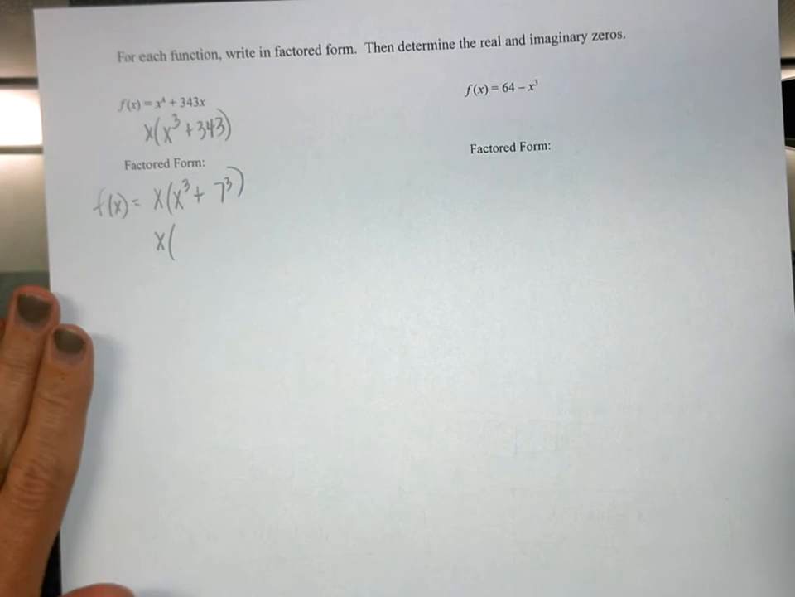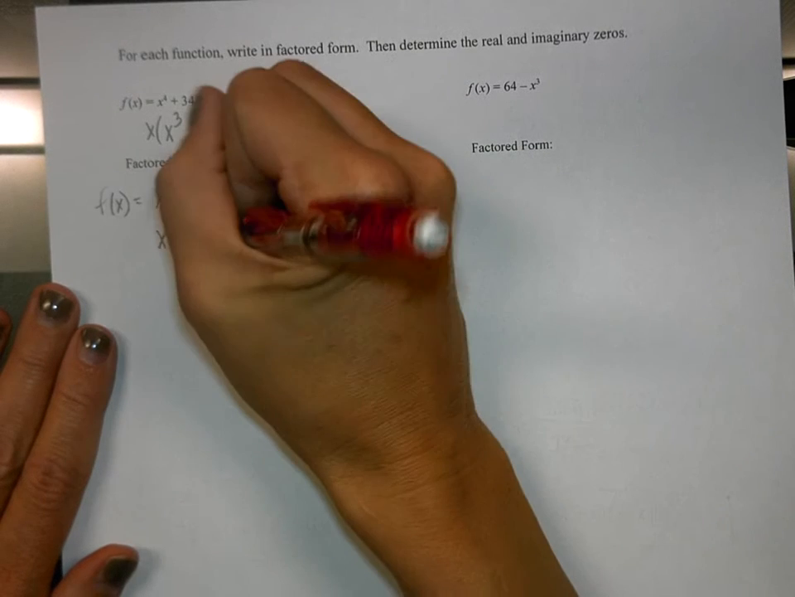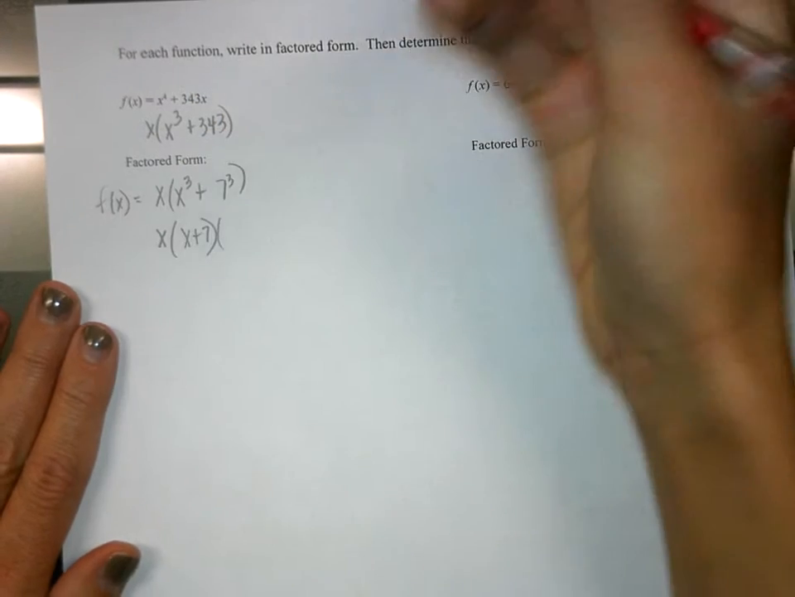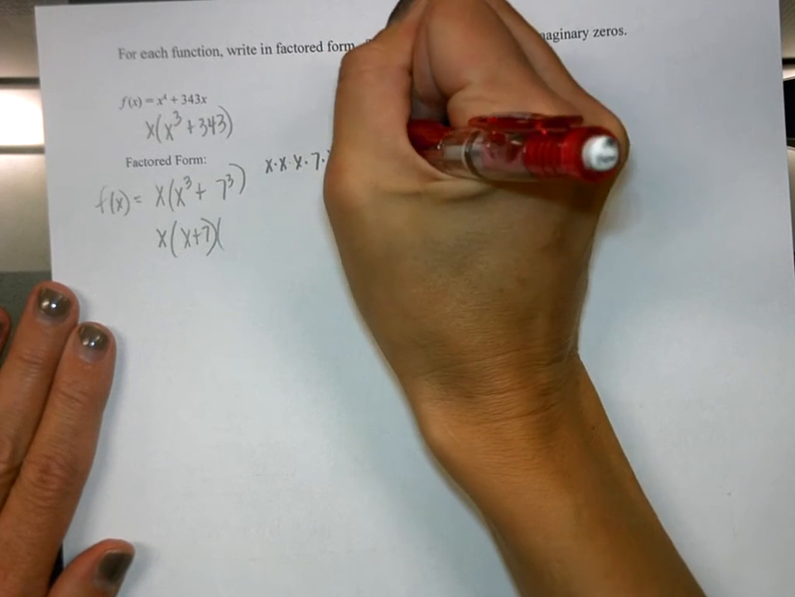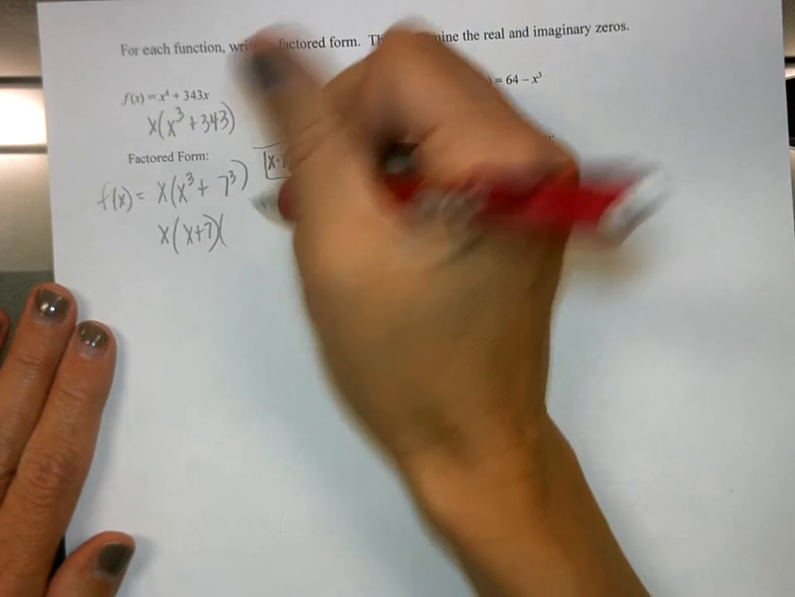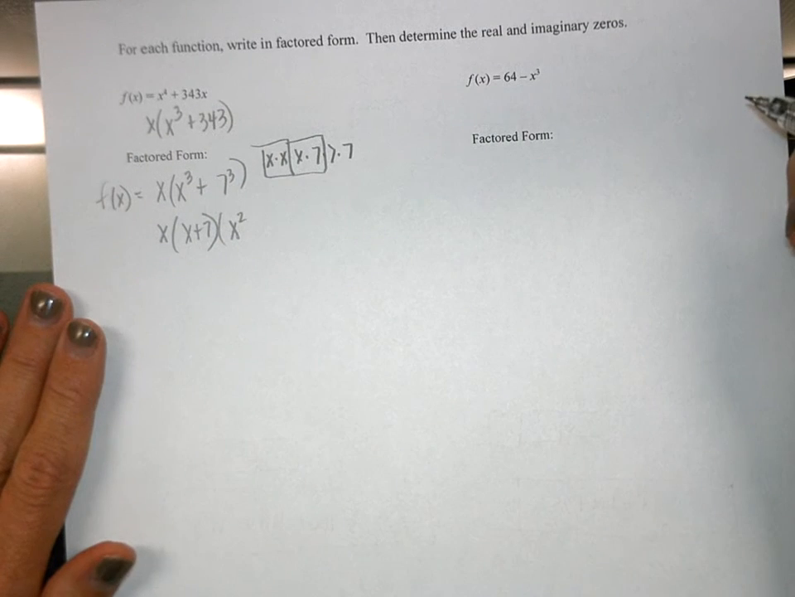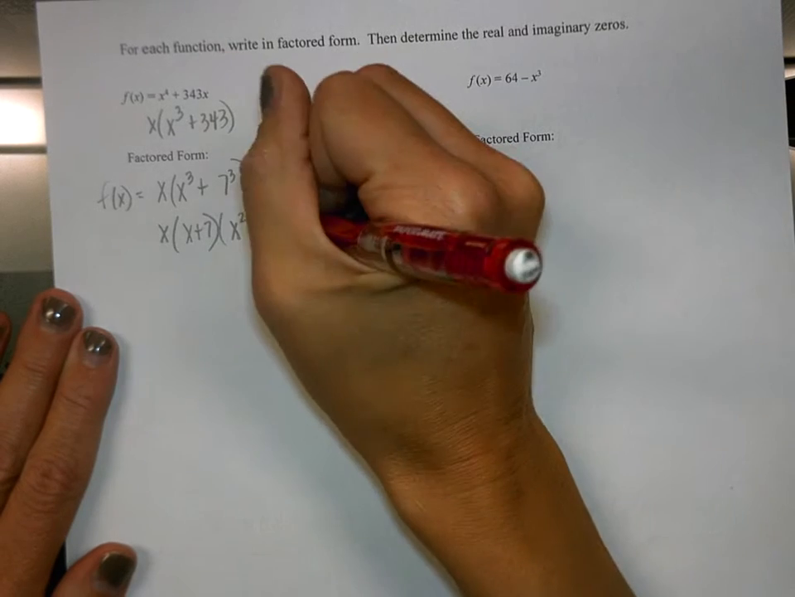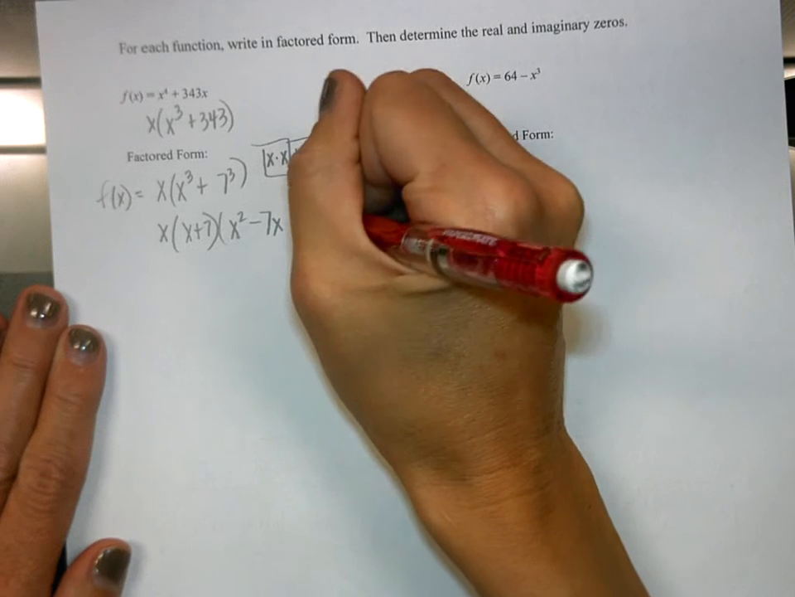Okay, next we have our first parenthesis, which will be x plus 7. And then my second parenthesis, we're going to write it out. So we have x, x, x, and a 7, 7, 7. And so we take the first two, and that becomes x squared. The next two become 7x, and will be plus or minus? Minus. Minus 7x. And then the last two, 7 times 7 is 49. Okay, and then this is f of x.